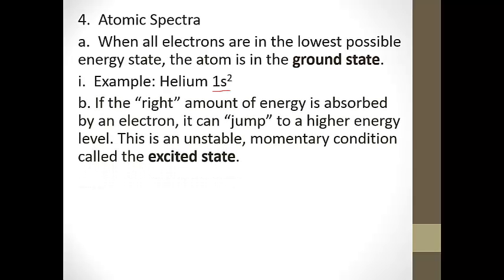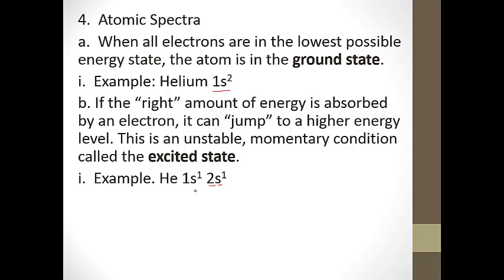Now, electrons can jump up to higher energy. If they absorb or gain energy, then they can move up to a higher energy level. We call that an excited state. So for instance, in our example now, one of these electrons has gained enough energy that it's moved up to the second energy level, the s orbital.